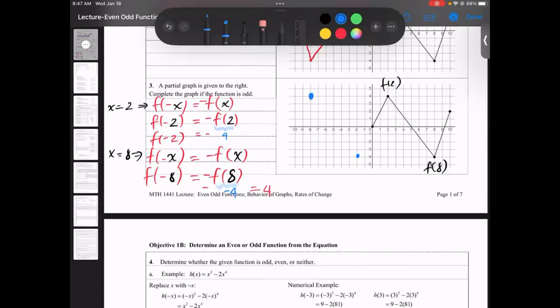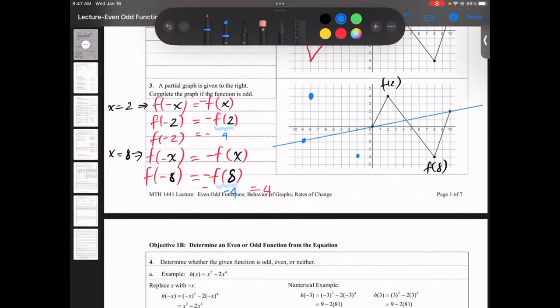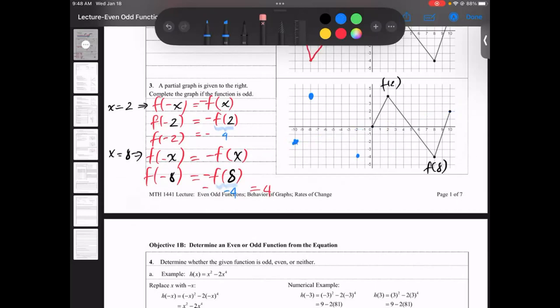Can you find me the other point? Let me show you how I do this. I can use my ruler because they're symmetric about the origin, right? You can do that. Draw it. What do you got? Right here, right? 10. 10 is right. Right there, 10. f of negative 10. Or you can do like I did: plug in x equals 10. And let me remove that. Now I can connect these. There you go.